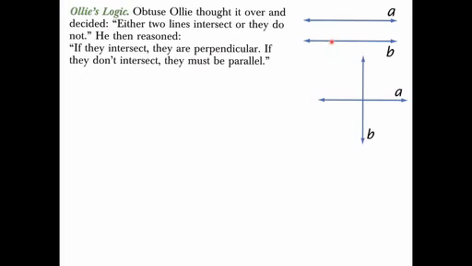Ali is at it again. He said either two lines intersect or they do not. That was his given. Then he reasoned, if they intersect, they are perpendicular. If they don't, they must be parallel. Overstated things here a bit.